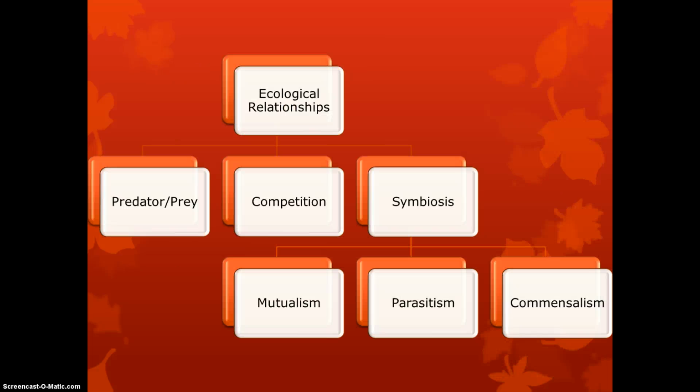I've organized these into a little chart for you. The biggest mistake people make is they want to put the bottom three, mutualism, parasitism, and commensalism, up here with predator-prey and competition. But you should know that all three of these are examples of symbiosis. So make sure you understand this organizational pattern, that there are three ecological relationships and that symbiosis has three examples.